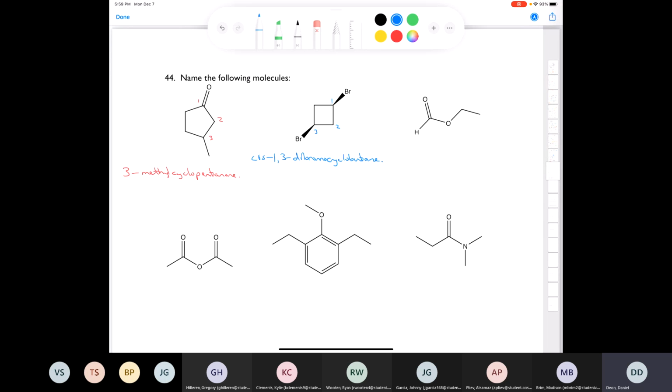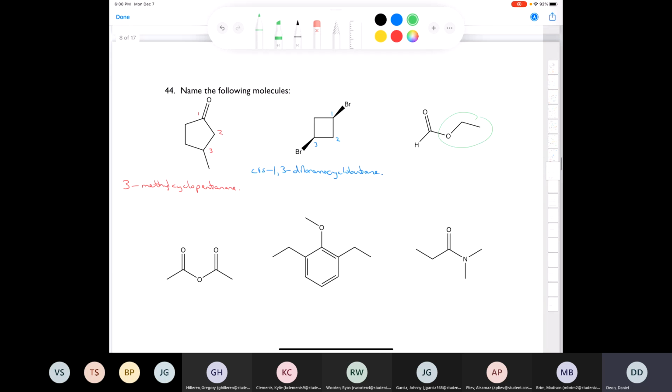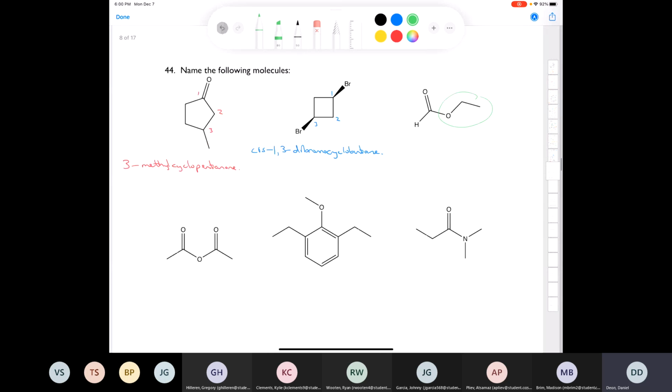The next one is an ester. It's a derivative of formic acid, right? This would come from formic acid, or you could even circle this whole thing and say that comes from formic acid. And here, this would come from ethanol, right? This part would come from ethanol. So we've got ethyl formate. Now that would be the common name. The systematic name would be ethyl methanoate.